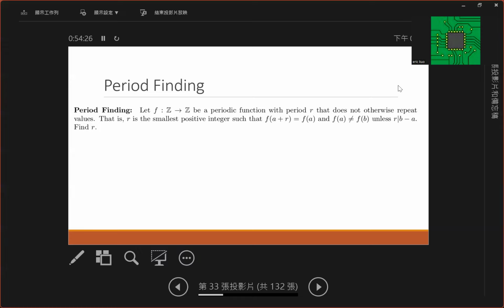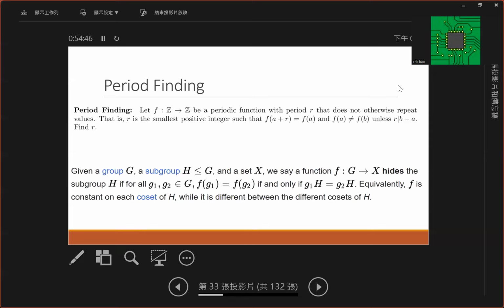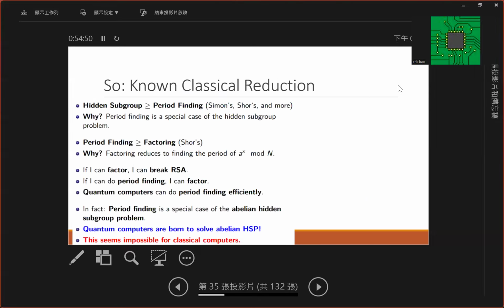It's necessary that f(a+R) equals f(a) for all a. And then the goal for you is to find the period. So this is the definition: you need to find the period. Okay, so we just skip.